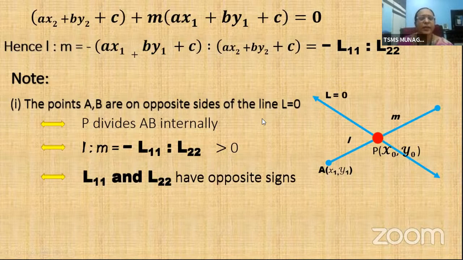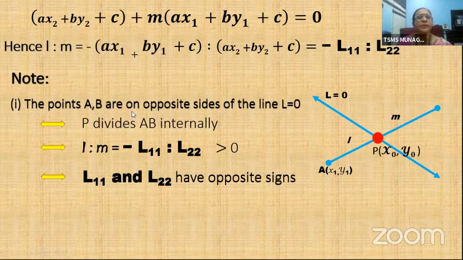So here what you have to understand is that the line segment AB bar is divided by the line L in the ratio L is to M, which is given by minus L11 is to L22. Now, after substituting these points in the line, we get a ratio, is it not? If that ratio is positive, we understand that those 2 points are on either side of the line. They are on opposite sides.